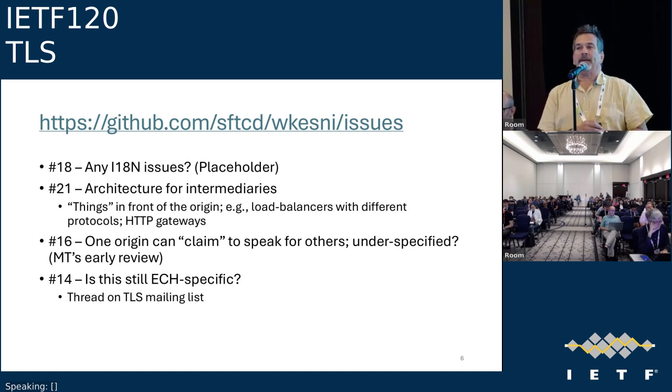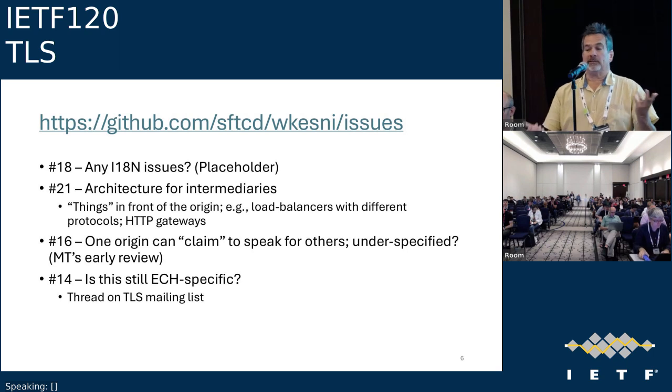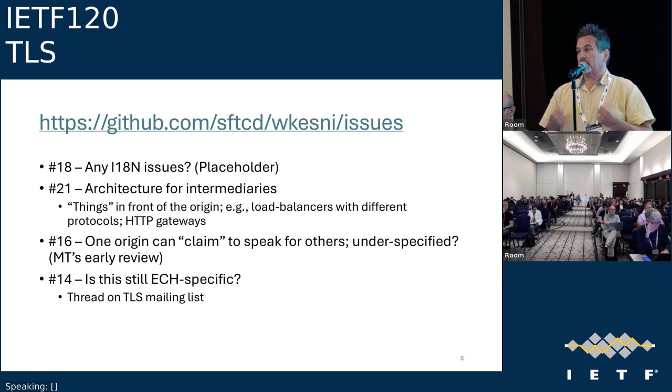Issue: architecture for intermediaries in the modern web, or at least more than just a single vanity site. There are often many people, many entities, any one of which might terminate TLS in front of the real origin. We need to figure out how to handle that. You have load balancers and different protocols. You might be taking H3 and converting it down to HTTP 1.0 or something, as people are known to do. HTTP gateways, in particular, are called out in the HTTP document, so we need to figure out how to do that. Anyone who has any ideas or suggestions, post to the list, open it up on GitHub, add comments to the GitHub issue.